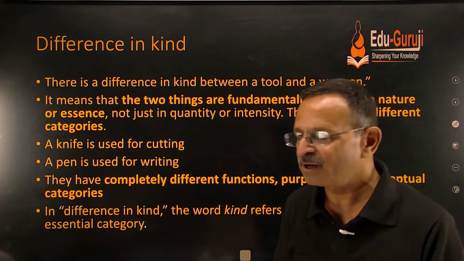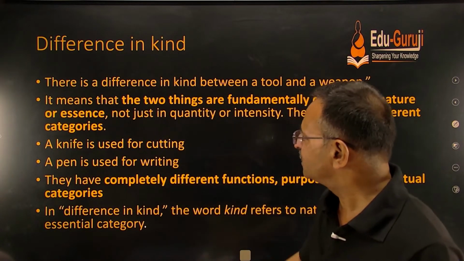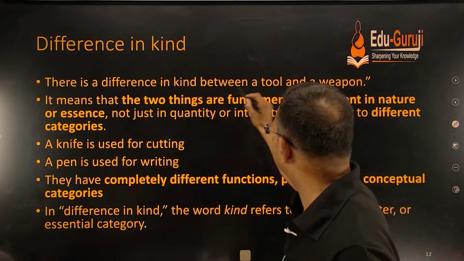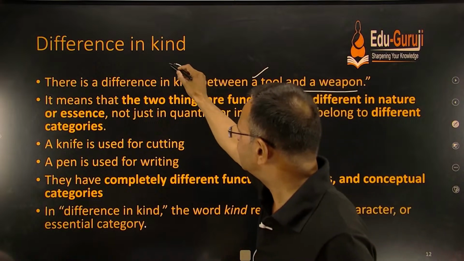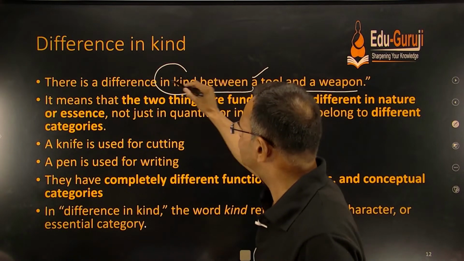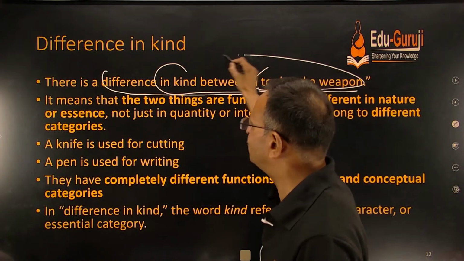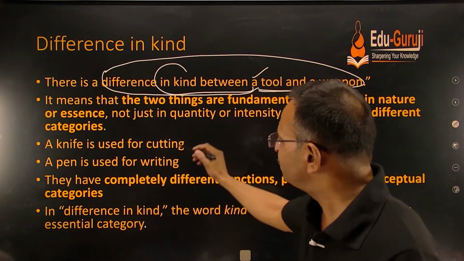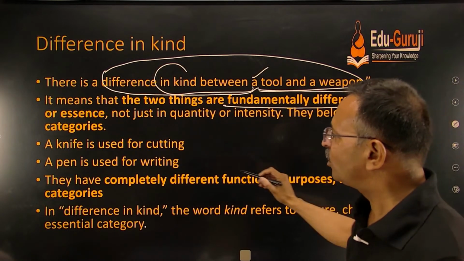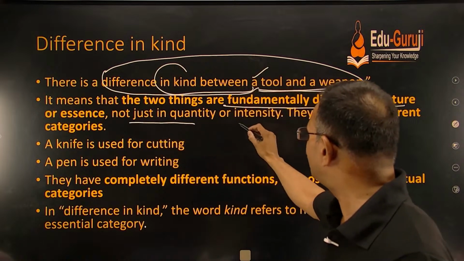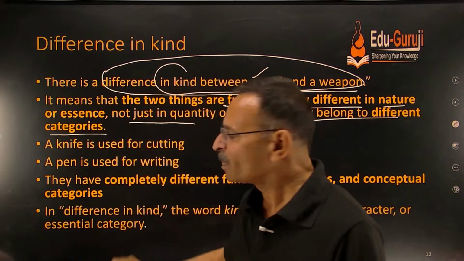This is what we talk about when we use "in" after the word kind. So there is a difference in kind between a tool and a weapon. This is the statement. So what does it mean? It means that two things are fundamentally different in nature or essence, not just in quantity or intensity. They belong to different categories, right?